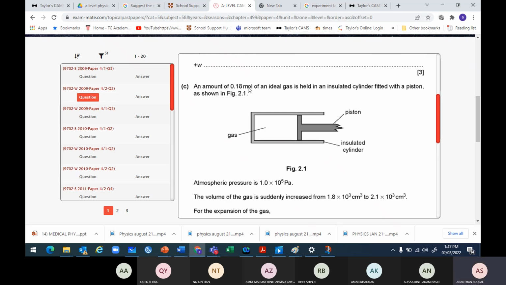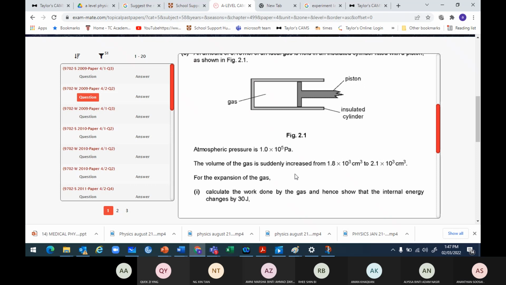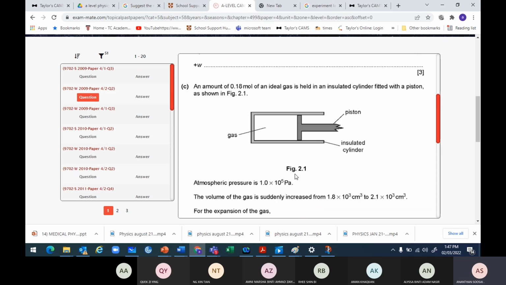So the amount of 0.18 mole of ideal gas is in an insulated cylinder fitted with a piston. How do you know the rise in internal energy is 30 joule? What is the first law? Change in U equals Q plus W. So how to find U? You need to know the Q and W. Is there any heat supplied? They never mentioned anything about heat.